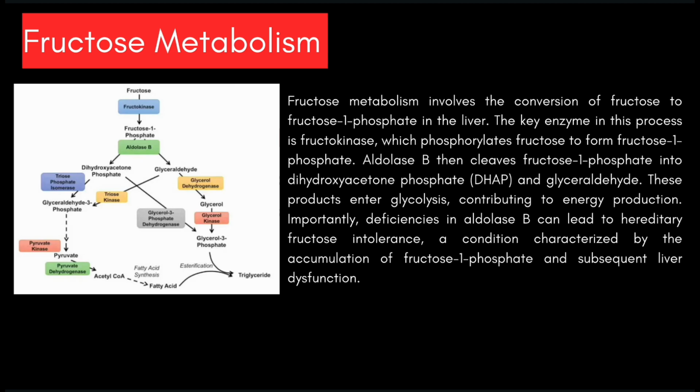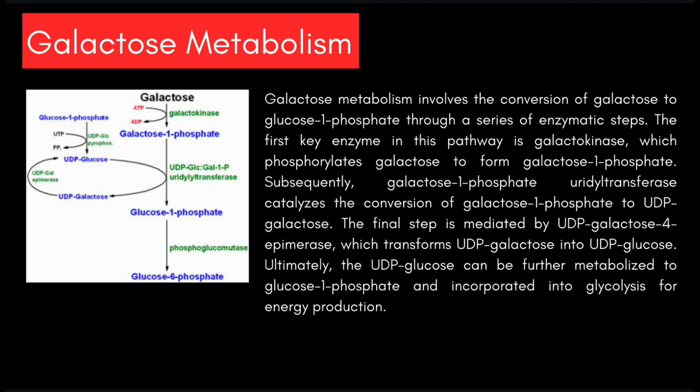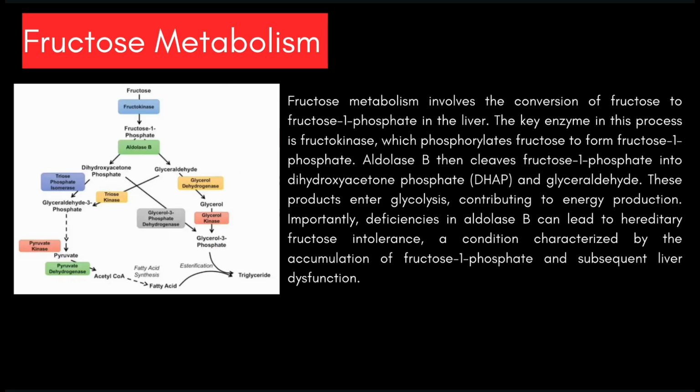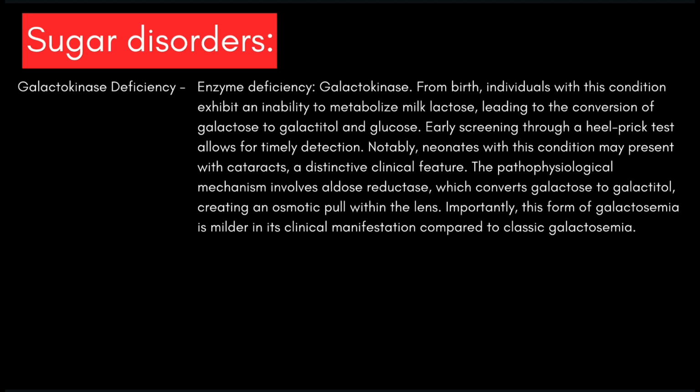and subsequent liver dysfunction. Now, I will say, try and memorize these pathways if you can. I'd say they're mid-yield, but if you can know the pathways, you should be set for a lot of problems. If you can just draw those pathways out from memory, you should be good to go. You can identify where the error is occurring, understand what product isn't being metabolized, etc. So, let's get to the main topic of today's lesson, sugar disorders.